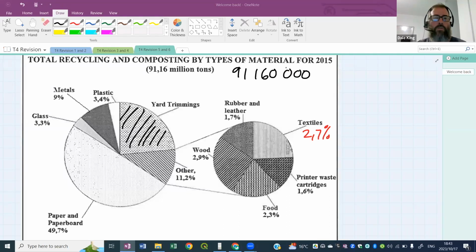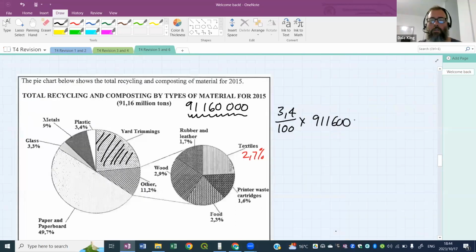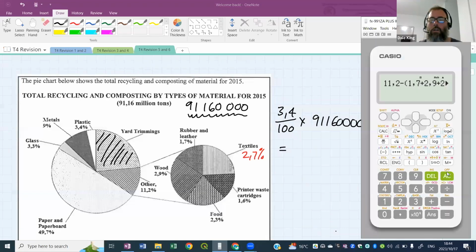So the plastic is 3.4% of the total. The total is 91,160,000, which is why we need this whole value written out eventually. I'm going to do the calculation on the side. So 3.4% can be written as a fraction like this. We need 3.4% of 91,160,000. Yes, that's right. So let's do it on the calculator now.